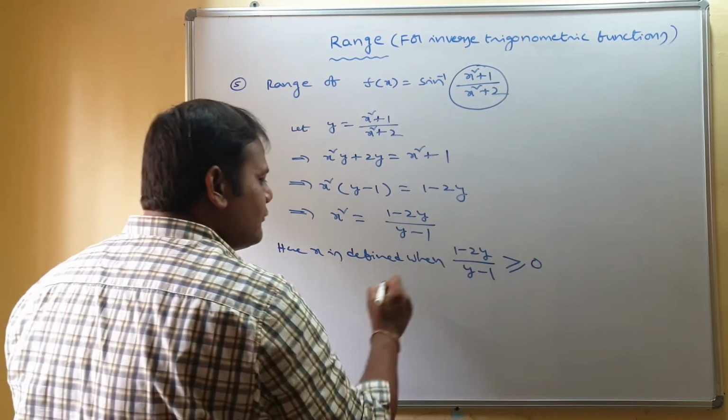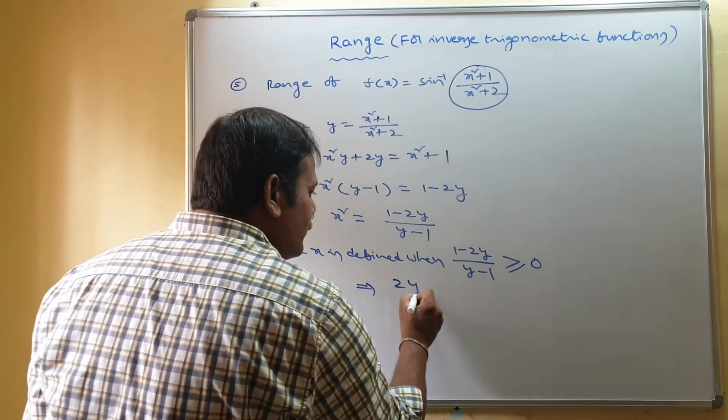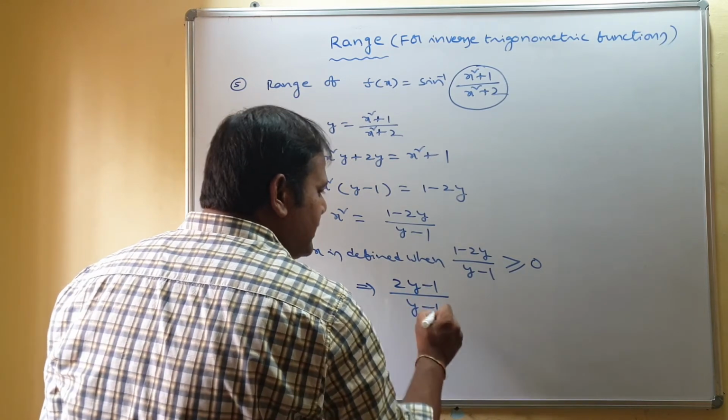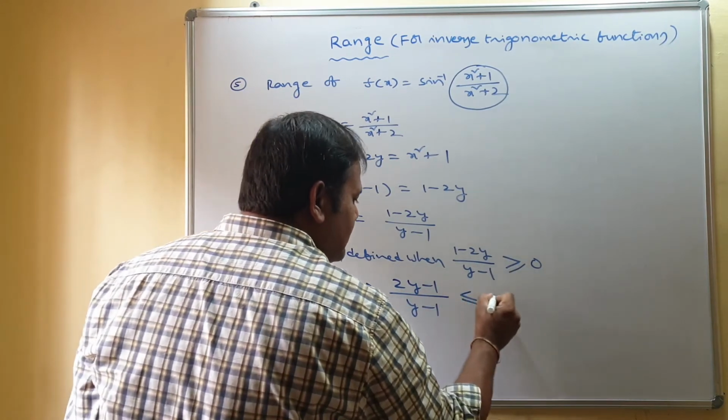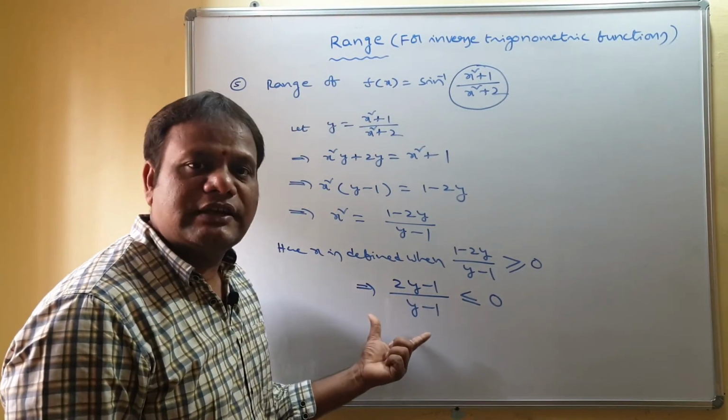So here we have to simplify it. Multiply with minus. What is that? 2y minus 1 by y minus 1 becomes less than or equal to 0. Now you have to solve this inequation.